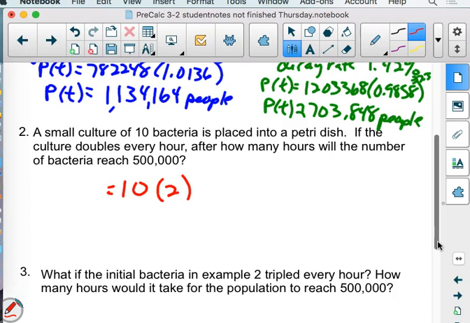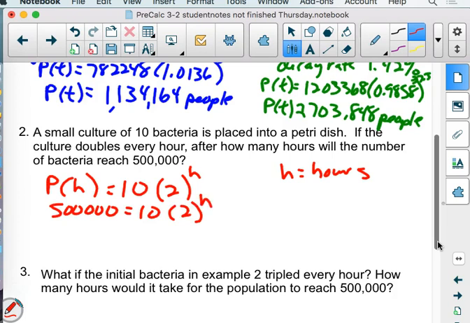To the t. And you might want to use H for this one. Maybe the letter will help you out a little bit. H for hours. Doesn't make any difference, but whatever you use there, make sure you use the same variable when you do your function notation on the other side. So where's the 500,000 going to go? There. So basically you're taking the 0 off over here. We had 5 of them, now there'll be 4. Then what do you do? Log base 2.